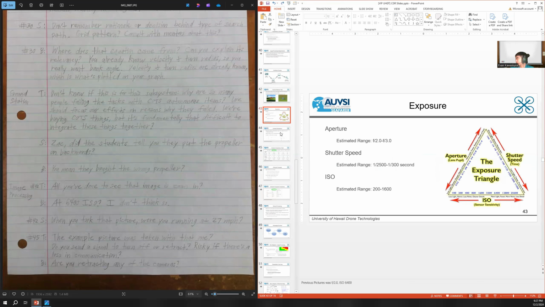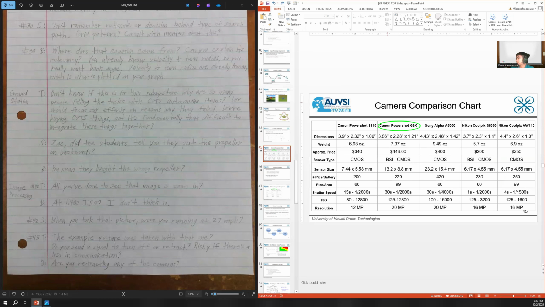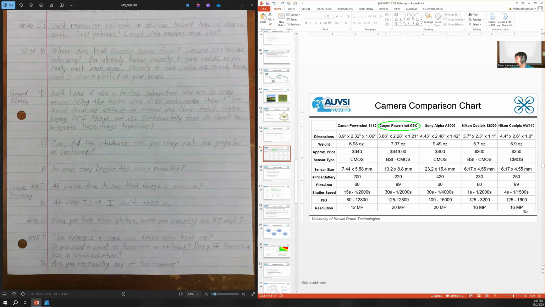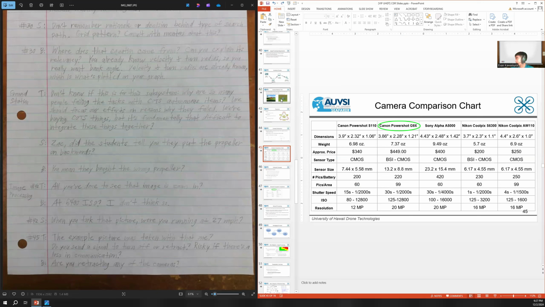Okay, so then after that, we look at some camera estimations, and then we looked at a camera comparison. So the example pictures here in slide 42, this camera, the Canon PowerShot GX9, he's asking if we took these pictures with this camera. And the answer is no. If I remember correctly, I think it was this Canon PowerShot S110 actually. I don't think we used this one.